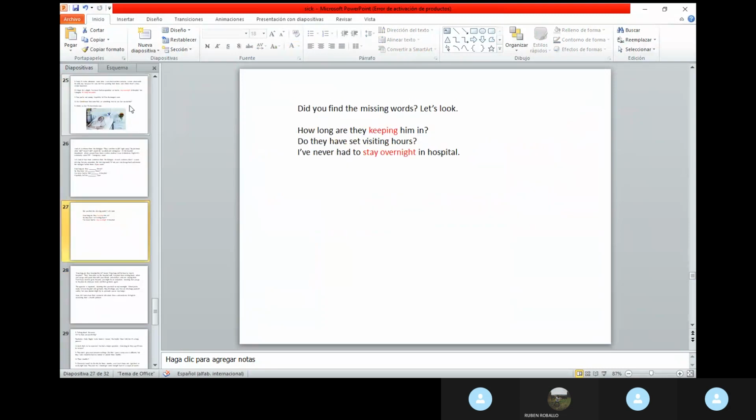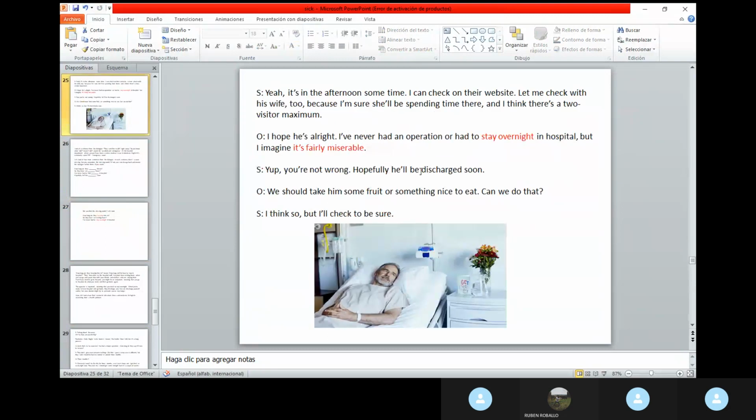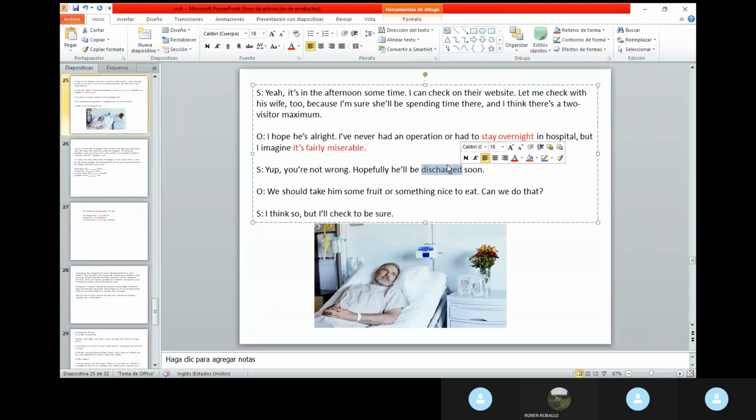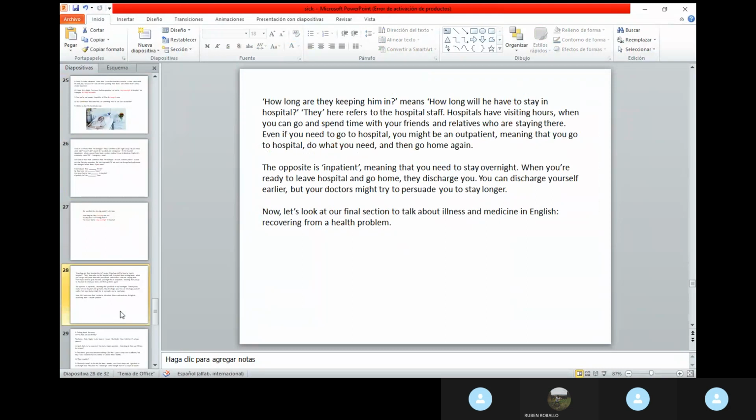Había otra palabrita que me olvidé de decirles. Discharged. Este es cuando ya le dan de alta. Discharged soon. Aquí pues él le contesta, you're not wrong. Hopefully will be discharged soon. Que él ya le va a dar de alta.